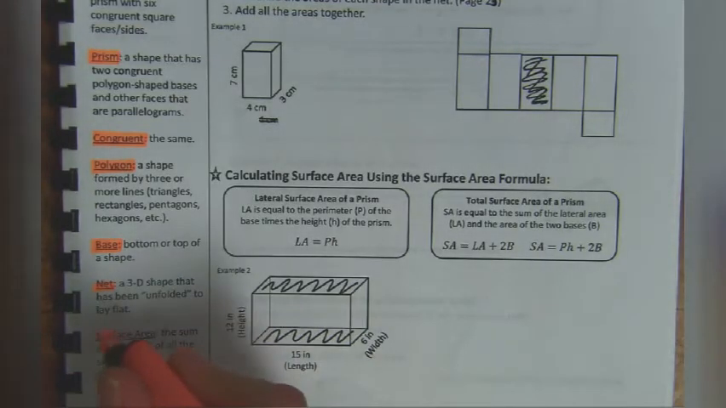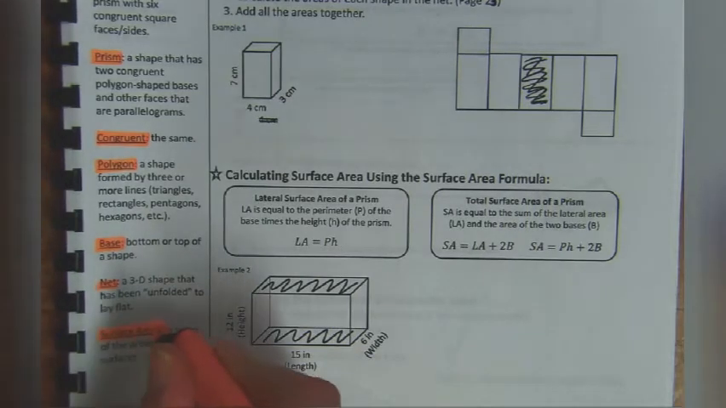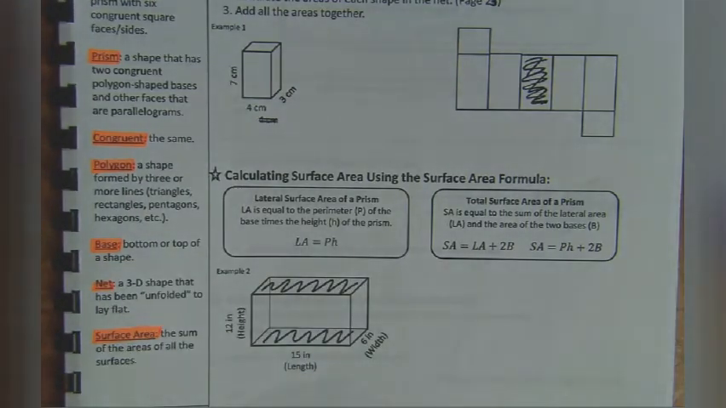And then the last one we really need to know in order to be able to answer our essential question is surface area. So surface area is the sum of the areas of all the surfaces. In our previous lesson we talked about composite shapes and where we had to find different areas and add them up. This is the same type of thing. The only difference is that we're not adding together complex different shapes. We're adding up different sides of the same shape.